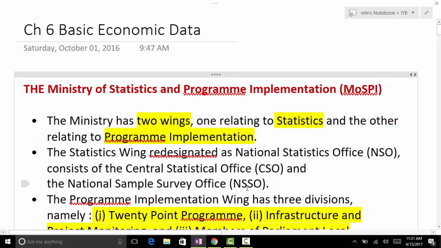So we'll start from chapter number 6, that is basic economic data. It helps us to revise certain economic concepts, certain things that help from this chapter's point of view. We'll see as we proceed. So the ministry that we'll discuss here is the Ministry of Statistics and Program Implementation.